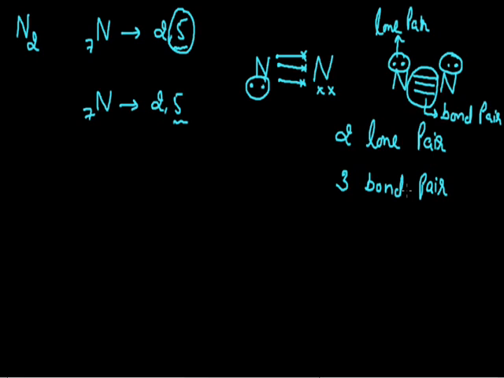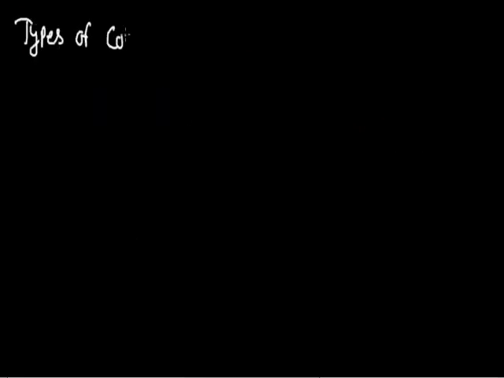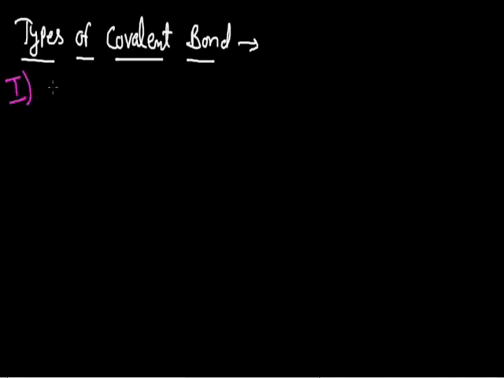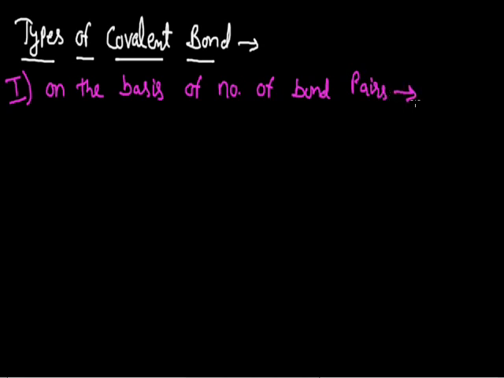Now, on the basis of how many bond pairs exist between two nonmetals, we will go for the classification of this covalent bond. If we go for the classification of the covalent bond, then the very first classification is on the basis of the number of bond pairs. How many bond pairs exist between two non-metallic elements? On the basis of this, the covalent bond can be classified in 3 categories. The first one is the single covalent bond.